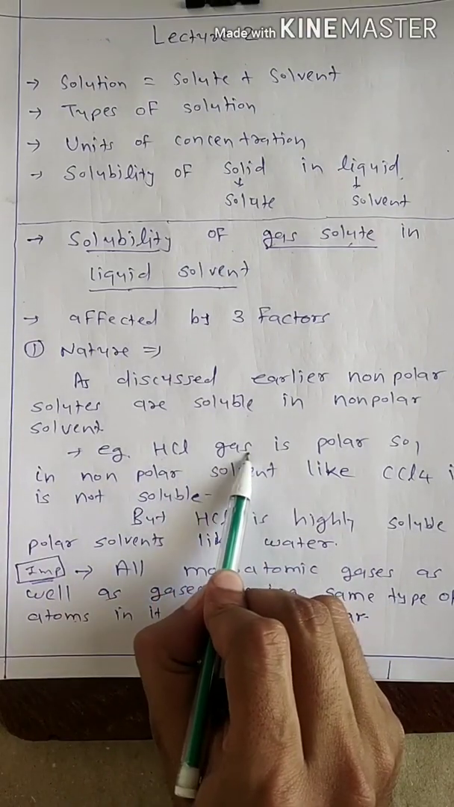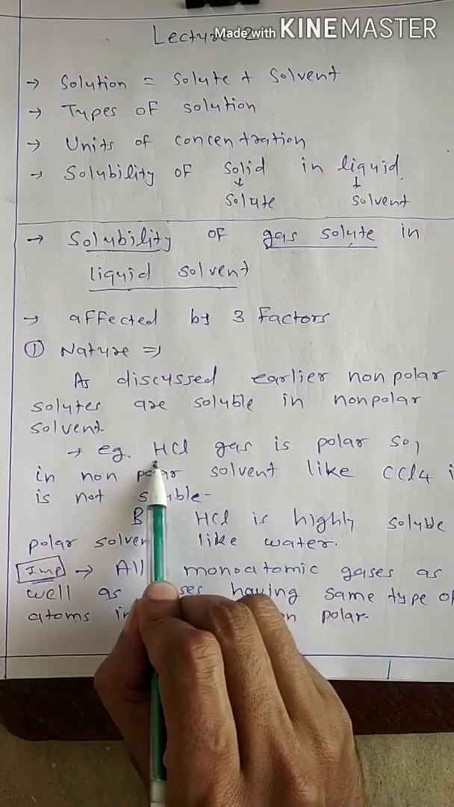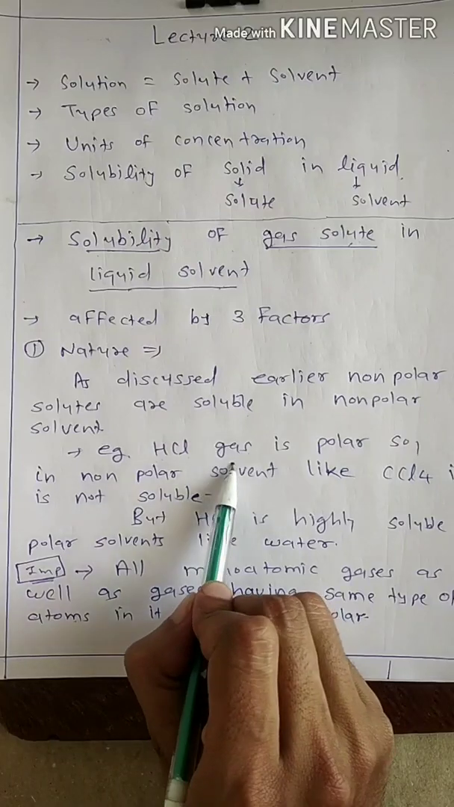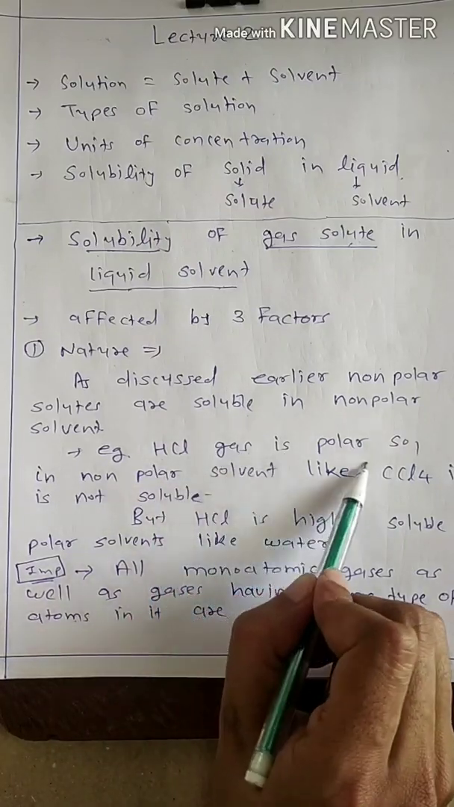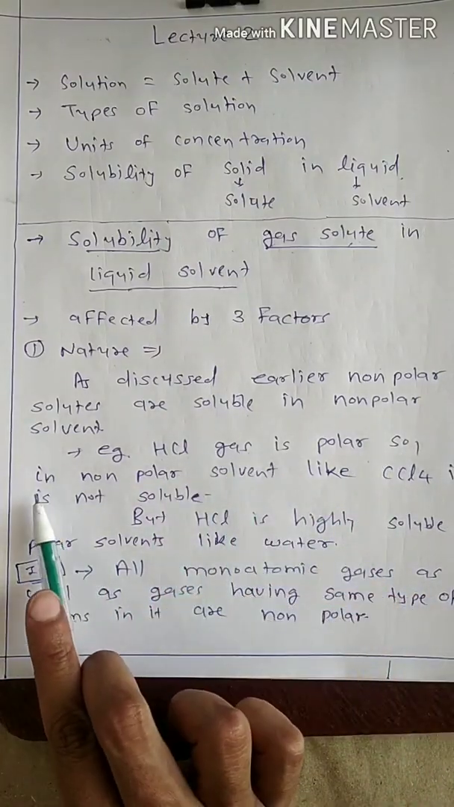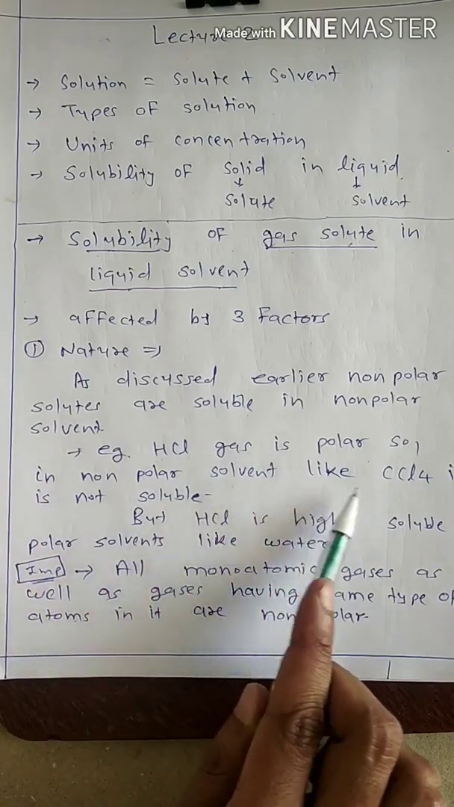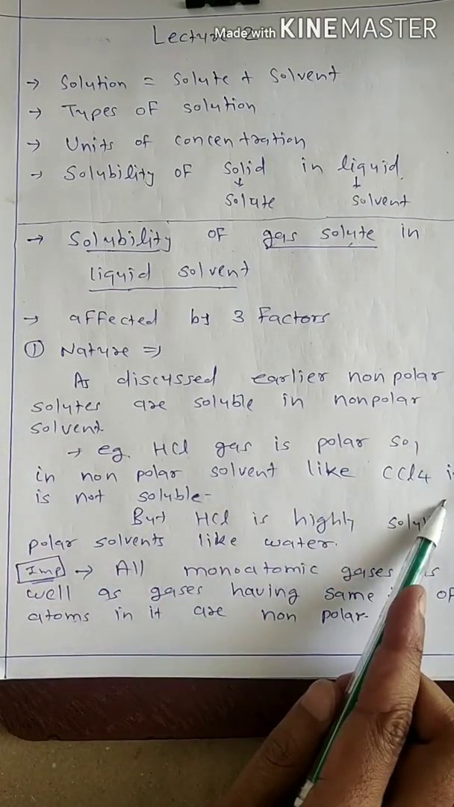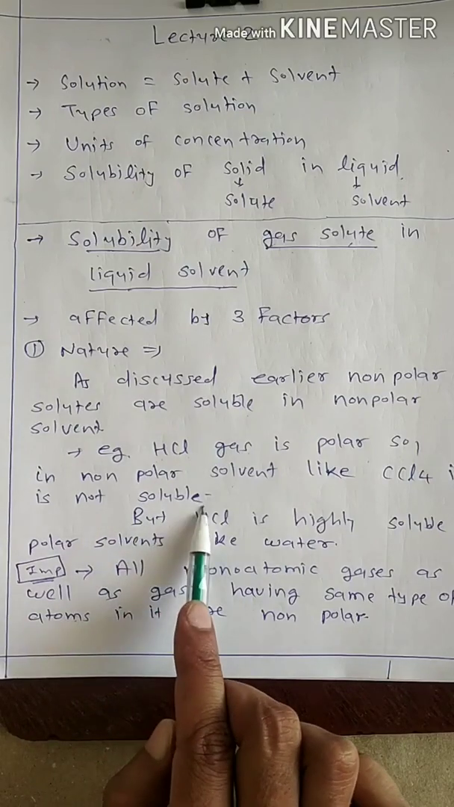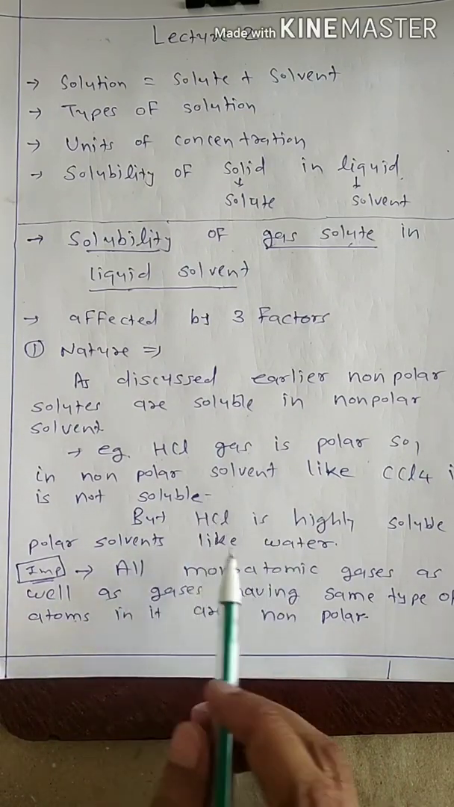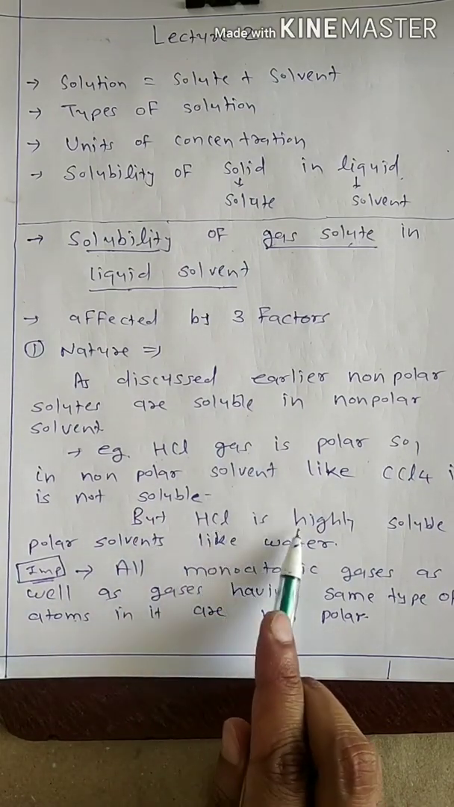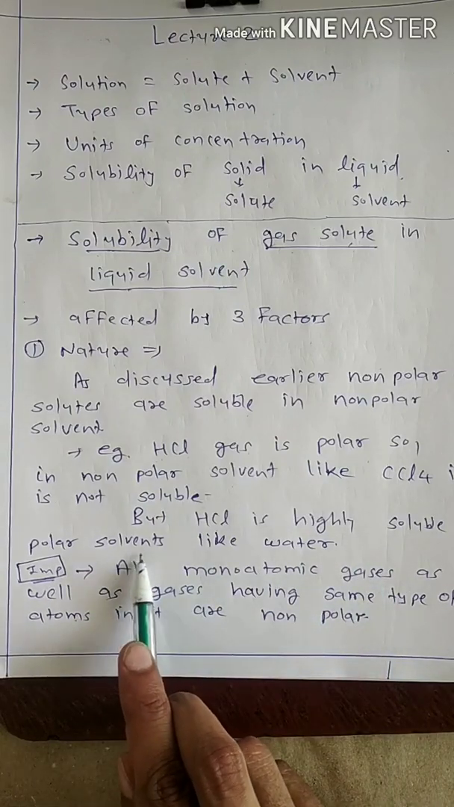HCl gas. We have discussed earlier that HCl is polar compound. So HCl gas is polar. So in non-polar solvent like CCl4 carbon tetrachloride, it is not soluble, insoluble. But HCl is highly soluble in polar solvents like water.